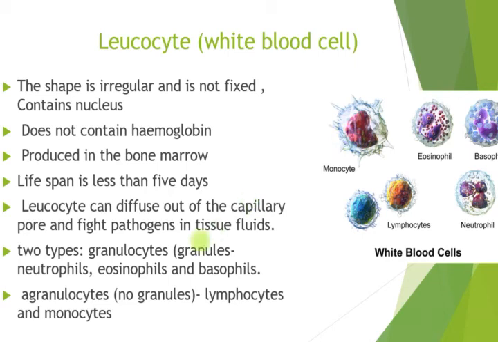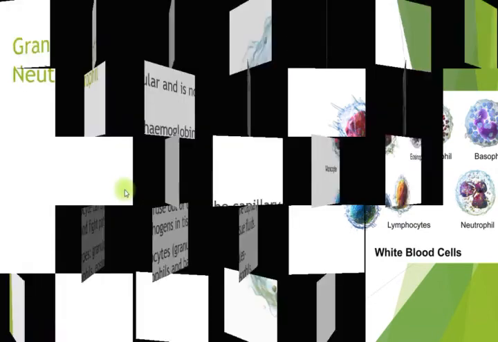So this one you have to memorize. Leukocytes consist of two types: granulocytes and agranulocytes. For the granulocytes, please remember BEN: B for basophil, E for eosinophil, and N for neutrophil. For the agranulocytes, lymphocyte and also monocyte. So that is the leukocyte.